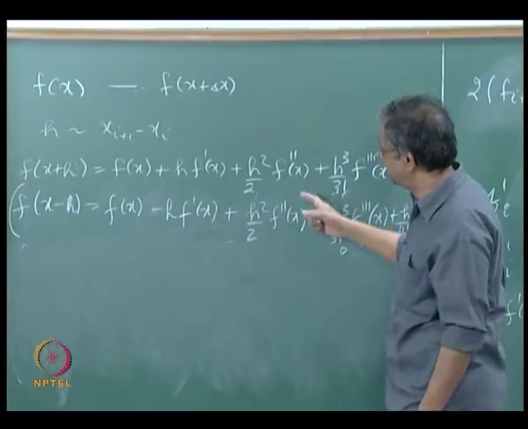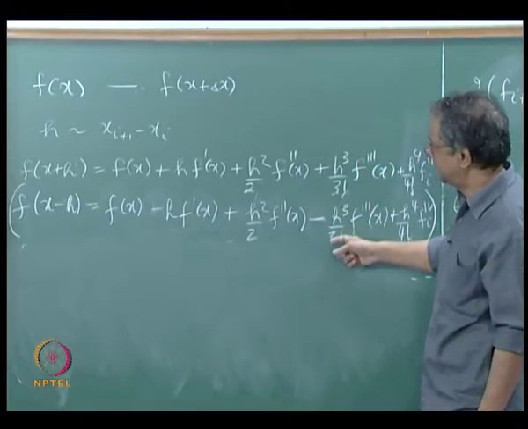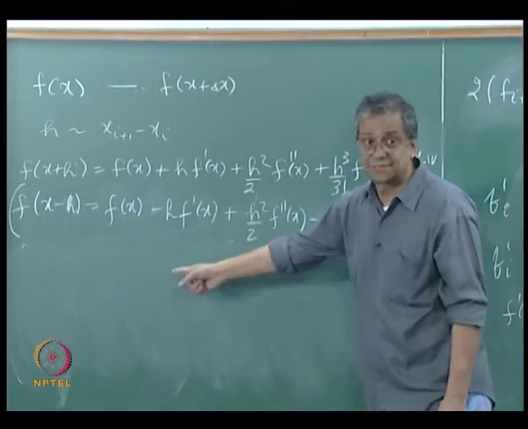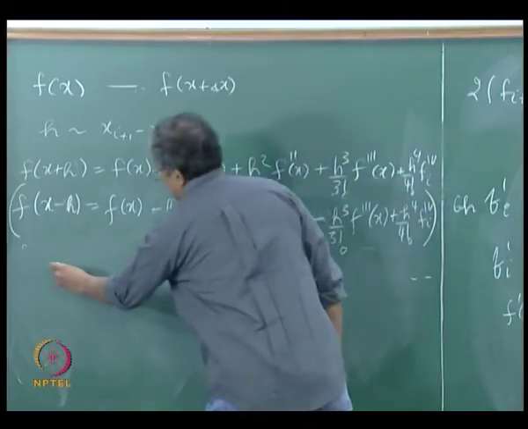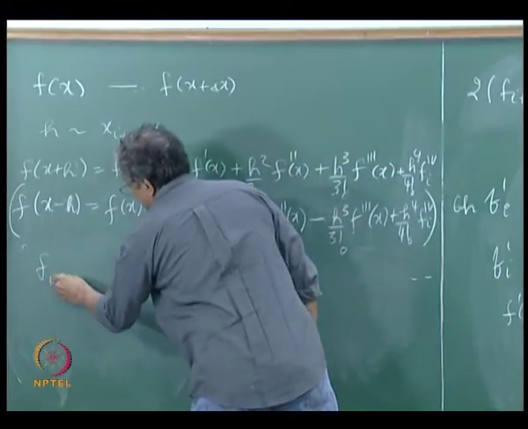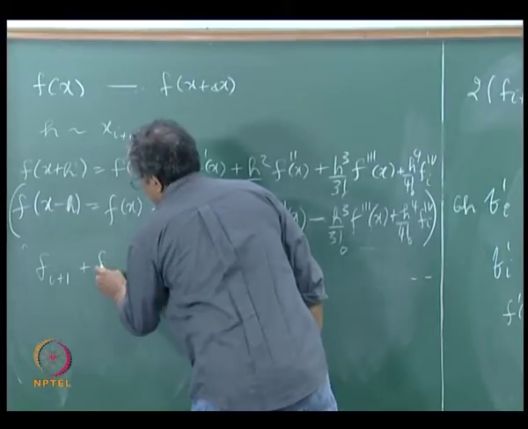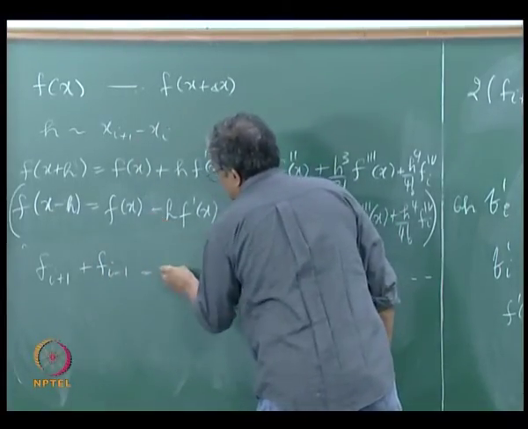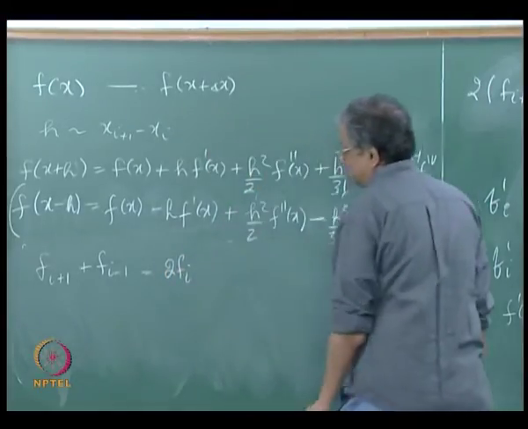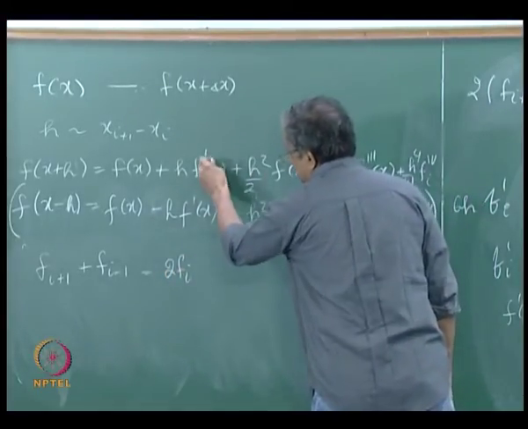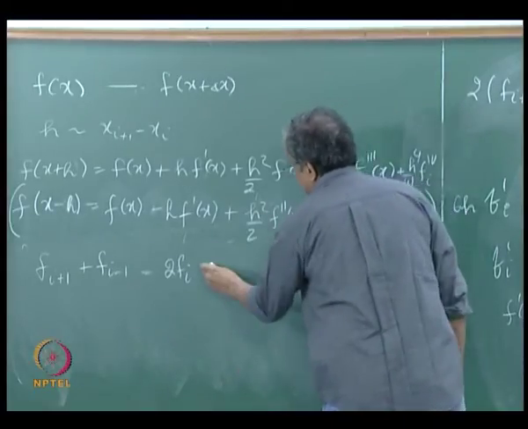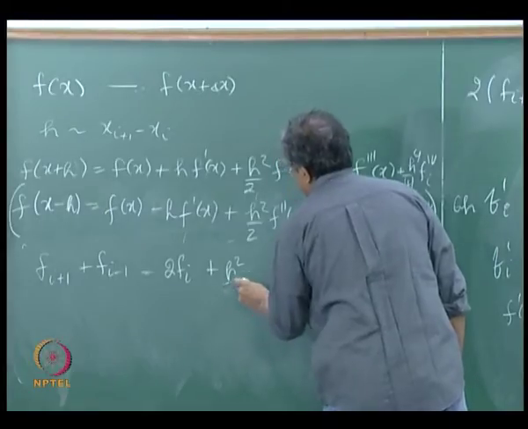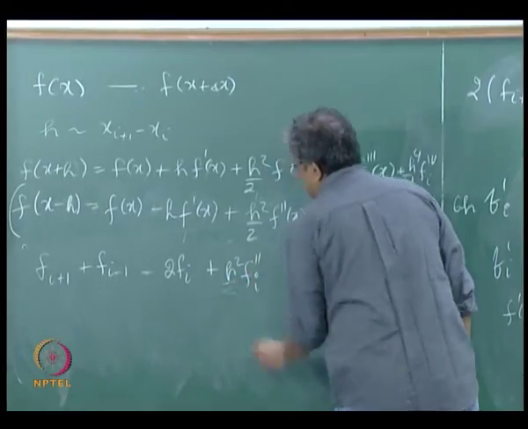So we look at these two equations, and in fact it turns out we can get a second derivative if you just add the two equations. It is clear now that these terms will cancel. So we have f of x plus h, which is f of i plus 1, plus f of x minus h, which is f of i minus 1, as 2 times f of x, which is f of i. This term cancels, plus h squared by 2 goes away, f double prime at i, which is what we want.